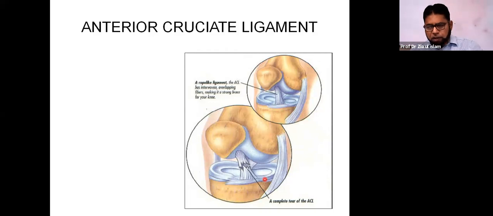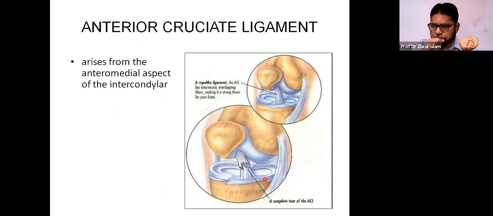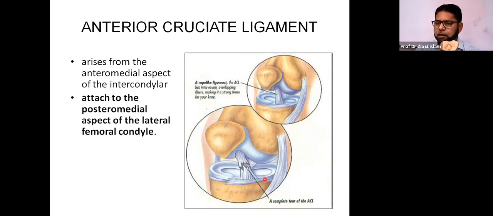अच्छा, origin इनकी कहाँ से होती है? That is from the plateau. That is the tibial plateau. यहाँ से इनकी origin होती है. The cruciate ligaments. So it arises from the anterior area. It's anterior condylar area आप कहते हैं. So it arises from the anterior medial aspect of the intercondylar area of the tibia and attached to the posterior medial aspect of the lateral femoral condyle.